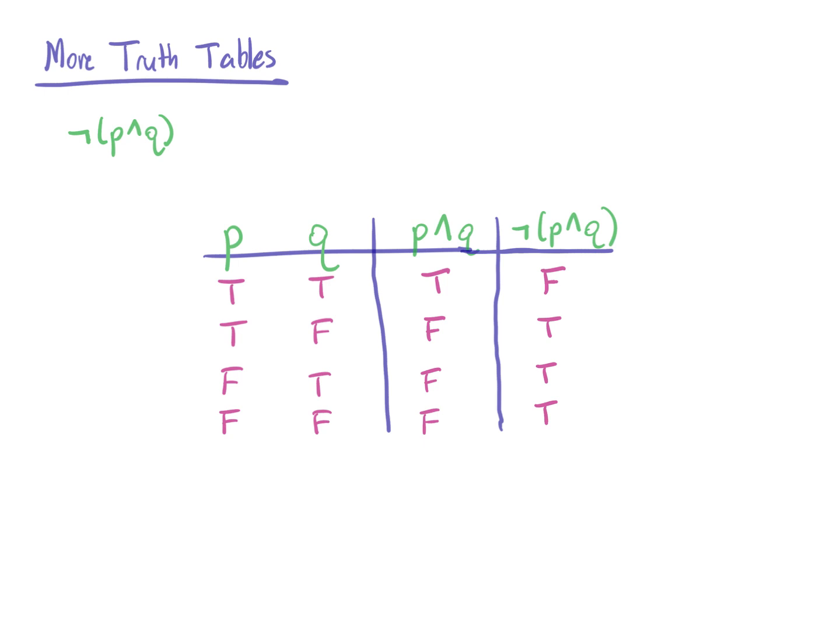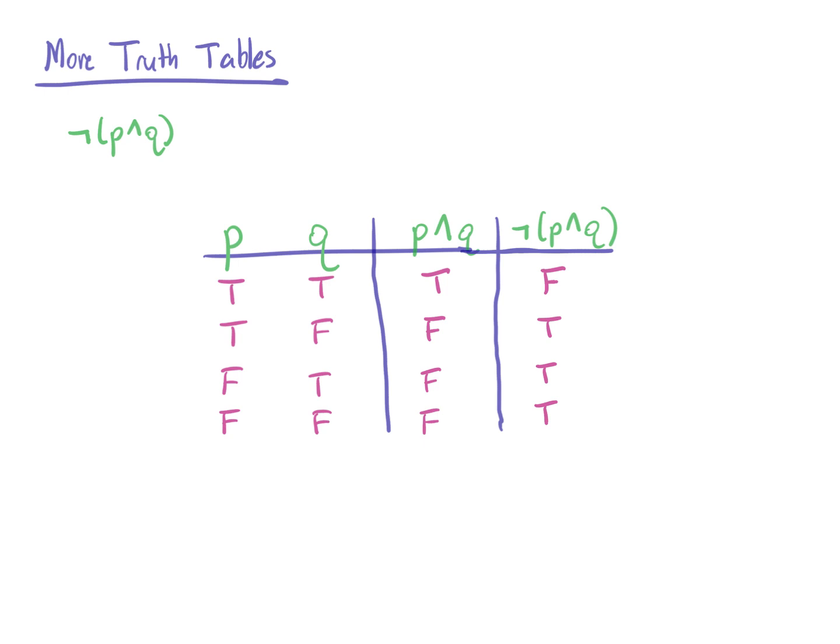When I'm doing complex truth tables, it's very important to have a column for each individual step, because otherwise you will make mistakes. I promise you, you will make mistakes if you don't take this step by step. So have a column for each stage of your computation in order to get to the result.